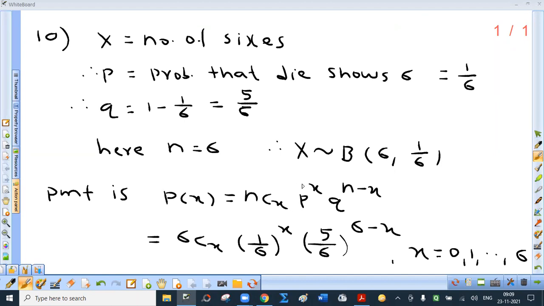Now what is probability mass function? P of X equal to NCX P raised to X into Q raised to N minus X. That is 6CX 1 upon 6 raised to X 5 upon 6 raised to 6 minus X. X assumes values 0, 1, 2, 3 up to 6. Now, what is asked? Required probability that at the most 2 sixes. At the most 2 means what? X less than or equal to 2. That is required probability P of 0 plus P of 1 plus P of 2. Find out.